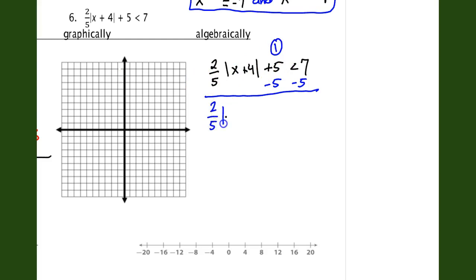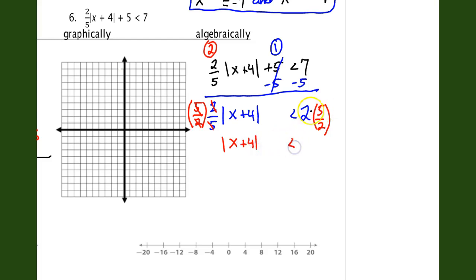So here we have 2/5 times the absolute value of x plus 4. It's going to be less than 2. And then second, if there is a number here, we can multiply by its reciprocal, 5 over 2. So 5's cancel out equal 1, 2's cancel out equal 1, left with just the absolute value of x plus 4. And that's less than, here the 2's cancel out, so we're going to have 5.